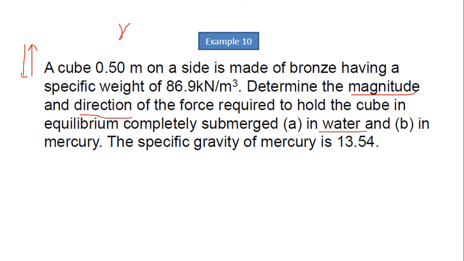A, in water, and B, in mercury. So there are two scenarios. One, completely submerged in water, and B, completely submerged in mercury. They ask you to find the magnitude and direction of the force required to hold the cube. They give you the specific gravity of mercury, 13.54. So they give you the SG, and you know how to change this into density.